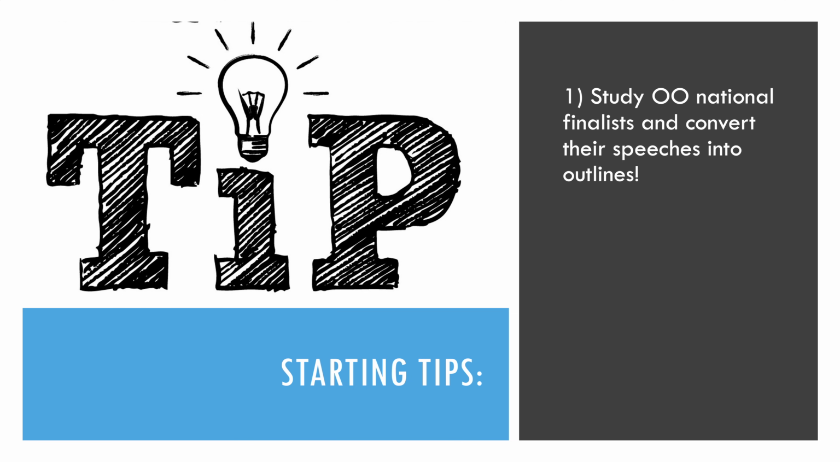First, continue to study original oratory national finalists and convert their speeches into outlines. I'm going to be going through so many examples in this video, and what I'm hoping to do is teach you how to study an original oratory. If you start doing this on your own, you will start to see the patterns of how an OO is structured and what makes for successful original oratories, both in terms of their organization as well as their writing. This video will help you see the DNA structure of an OO so that you can start breaking them down yourself.